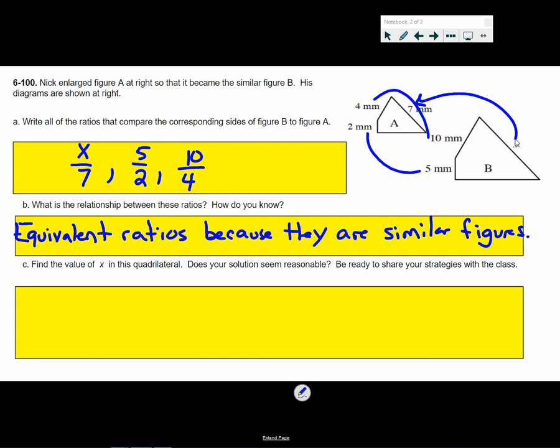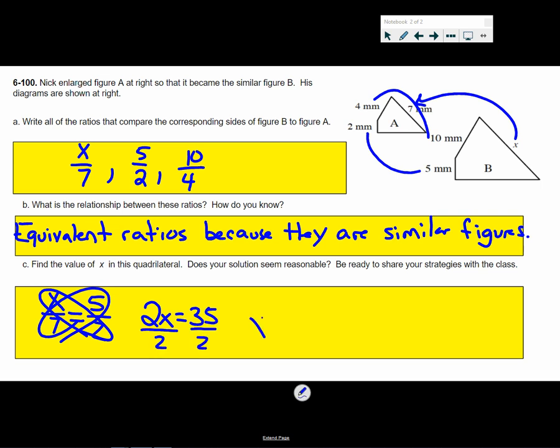Alright. So find the value of x in this quadrilateral. Does your solution seem reasonable? Are you ready to share your strategies with the class? So I'm going to use the 5 over 2. I can write a proportion. I can say x over 7 is equal to 5 over 2. And then I'm going to cross multiply. So I'm going to get 2x equals 35. Divide both sides by 2. And I get x equals 17.5 millimeters. And yes, my answer is reasonable because it's getting bigger, and 17.5 is bigger than 7.